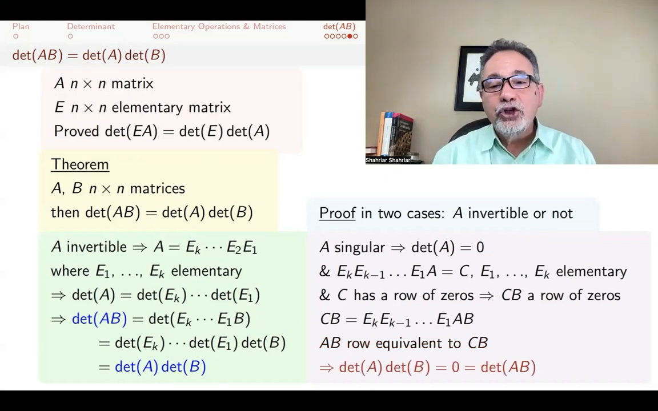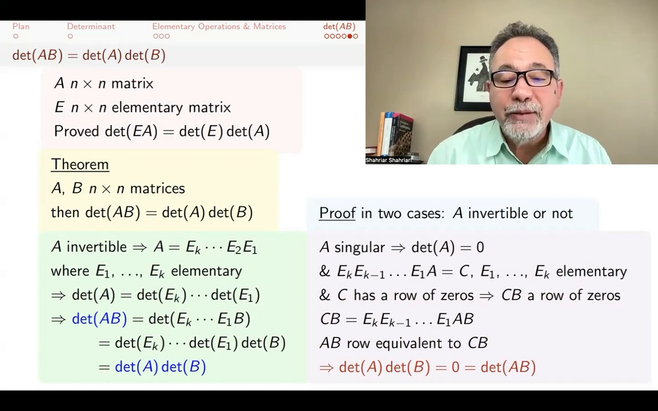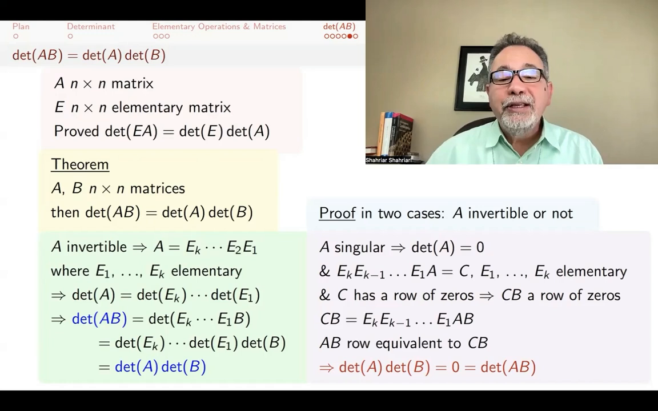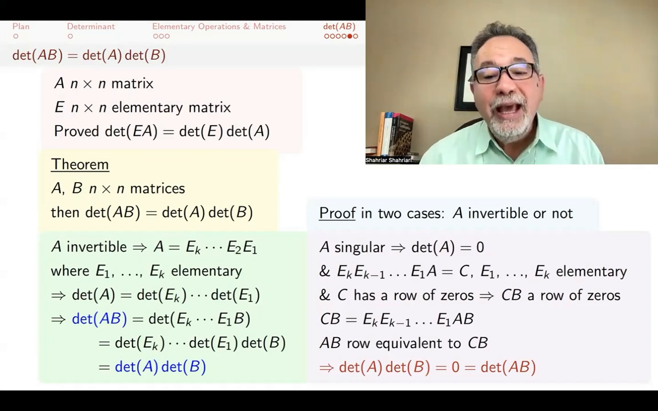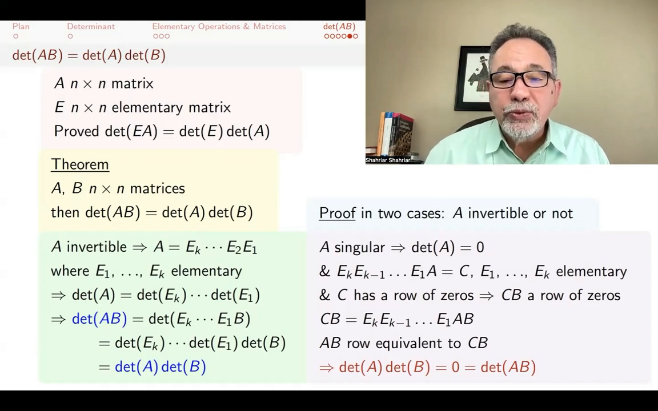Now let's think about the determinant of A times determinant of B. Determinant of A is 0, so determinant of A times determinant of B is 0. Determinant of AB is also 0 because AB is row equivalent to CB, and CB has a row of zeros. If you have a matrix that's row equivalent to a matrix with a row of zeros, its determinant is going to be 0. So in both cases, we have proved that the determinant of AB is the same as determinant of A times determinant of B.